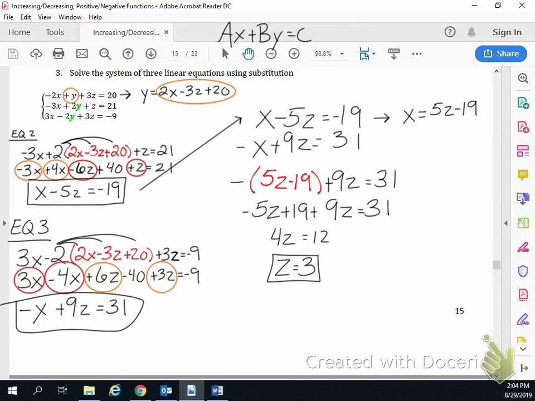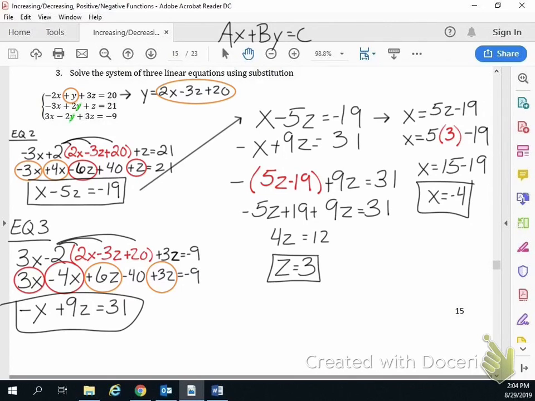Okay, but if you go back into your work, what you're looking for is this. We already have an equation that's set up as x equals. So I'm going to do x equals 5. I'll plug 3 in for z minus 19. So that's going to give me 15 minus 19, which is negative 4.